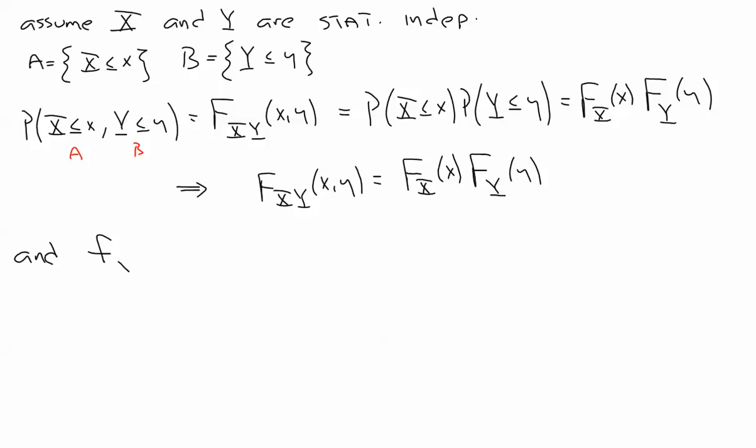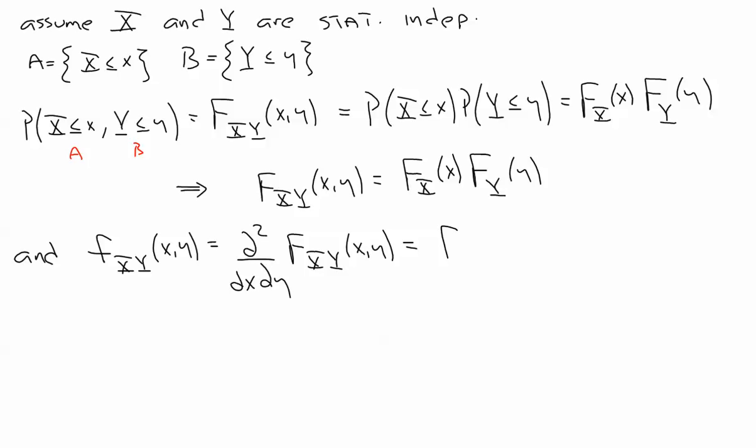remember this, my joint probability density function, which is the partial derivative with respect to x and partial derivative with respect to y of my joint cumulative distribution function, is simply going to be the product of marginal PDFs. All right?